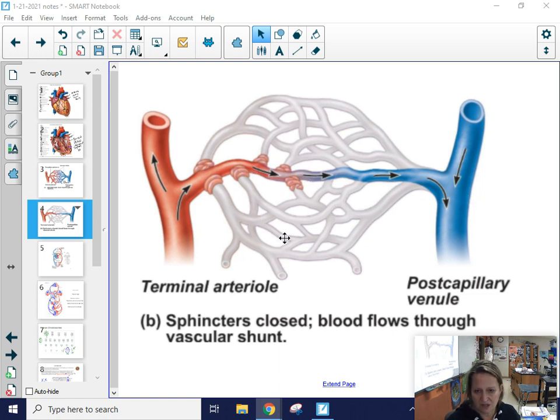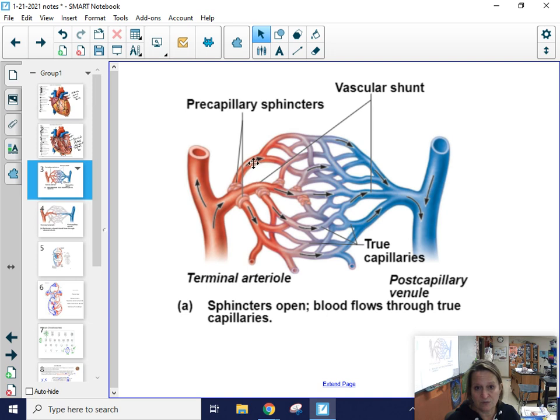If you need more blood flow in that area, then we'd go back to this situation where the sphincters open, and then we can get more blood flow to all of the tissues. So that is how we locally control how much blood is in one particular tissue.